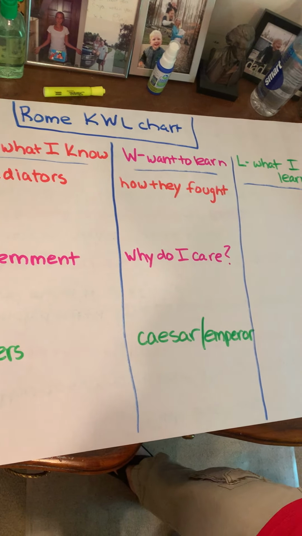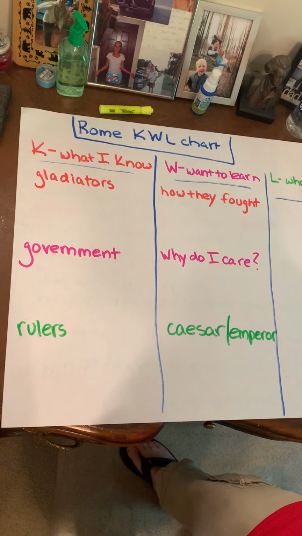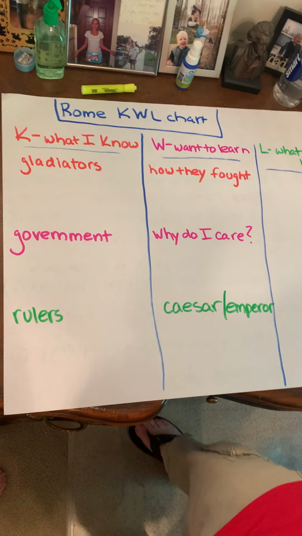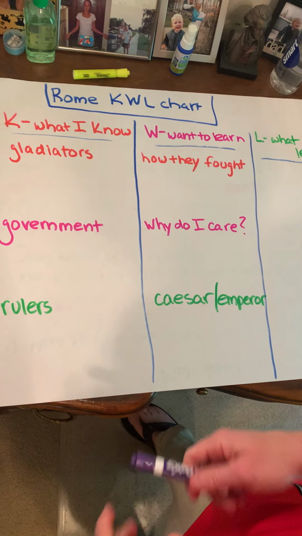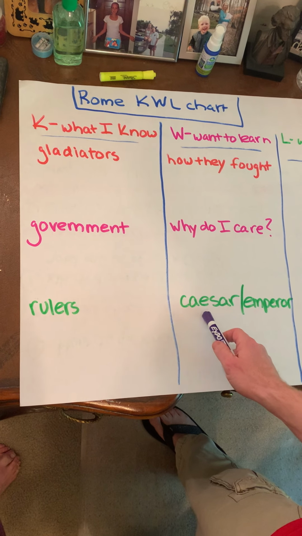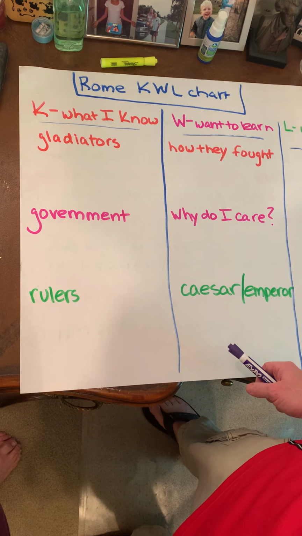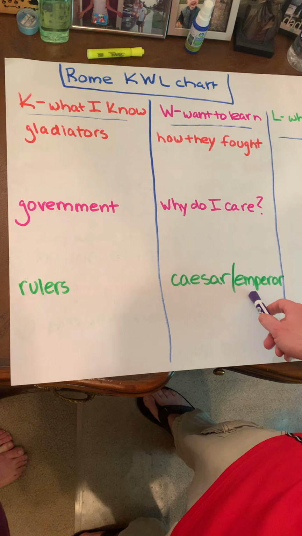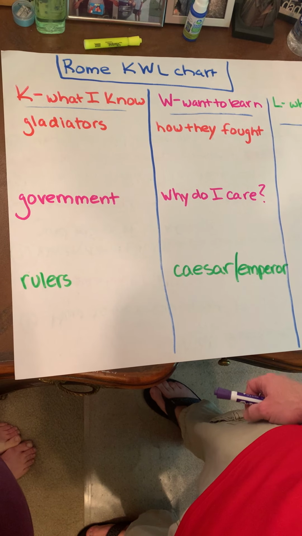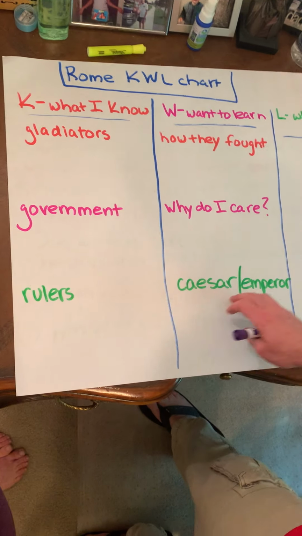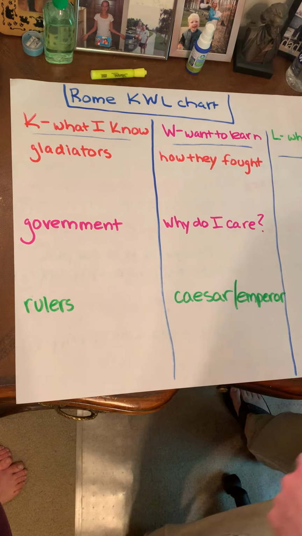Government. Why do I care about ancient Roman government in the year 2020 in the United States today? And then finally, their rulers. I remember like Caesar, is that a salad or something? Or is it an emperor or a king? I don't really know. So I'm going to try to find out more information about their rulers.